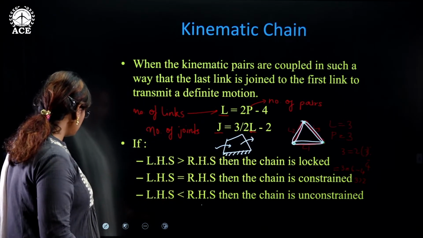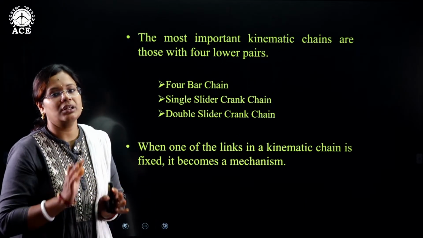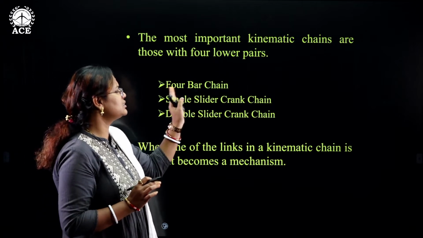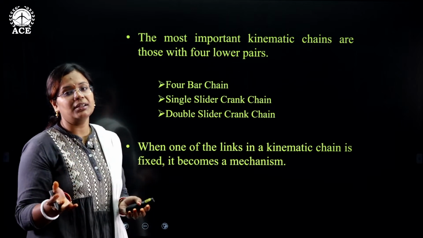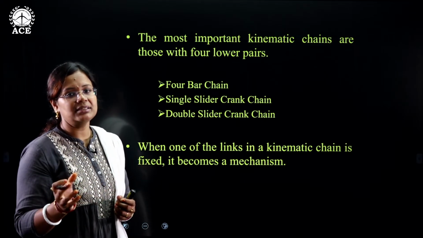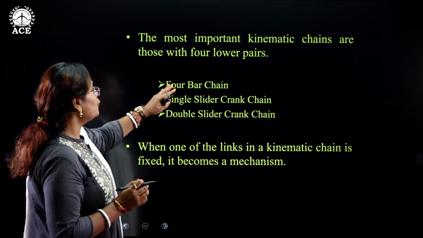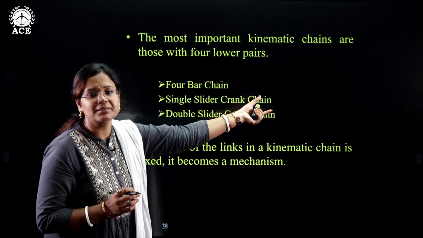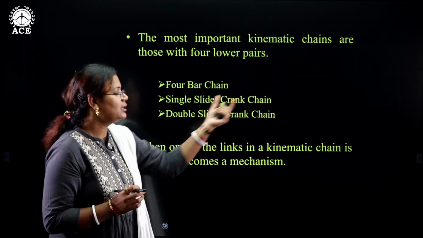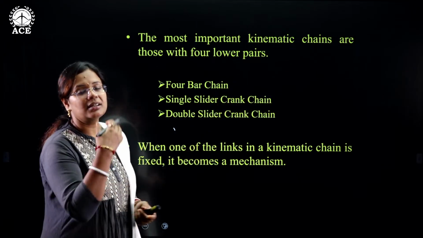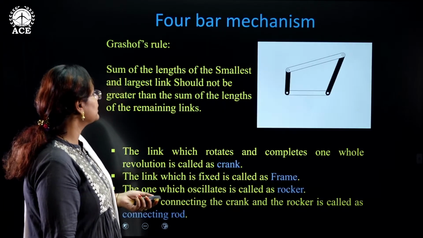So, such kind of thing gave us an idea of fixing one of the links in a chain. That changed these chains into mechanisms. So, I say when one of the links of a kinematic chain is fixed, they are named as mechanisms. Okay? So, now this 4-bar chain becomes 4-bar mechanism. Single slider crank chain became single slider crank mechanism. Double slider crank chain became double slider crank mechanism. Let us study each one of them separately.